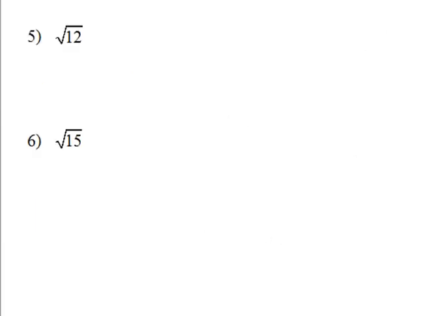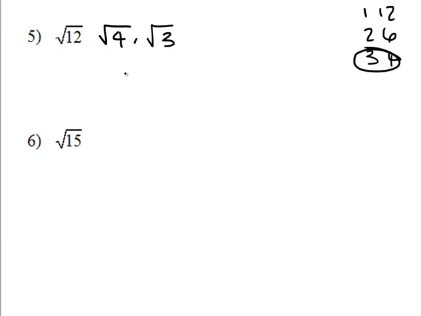Okay, let's take a look at some more. Here we have the square root of 12. And again, the factors of 12 are 1 and 12, 2 and 6, 3 and 4. I could use any of these. It will just take a little longer to break them down. But I'm going to go right for the thing that has a perfect square in it. So here I'll have the square root of 4 times the square root of 3, which is the same as 2 root 3.